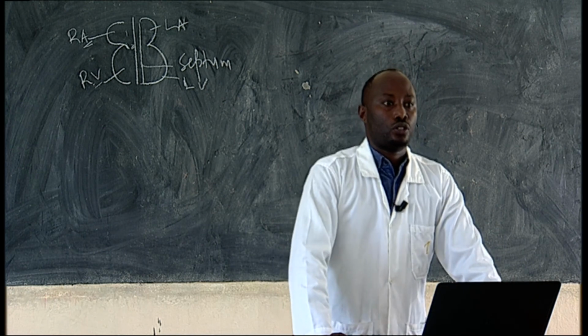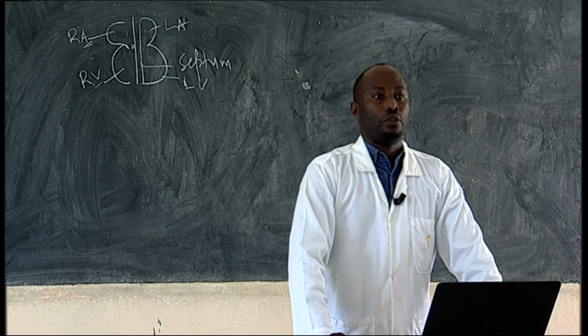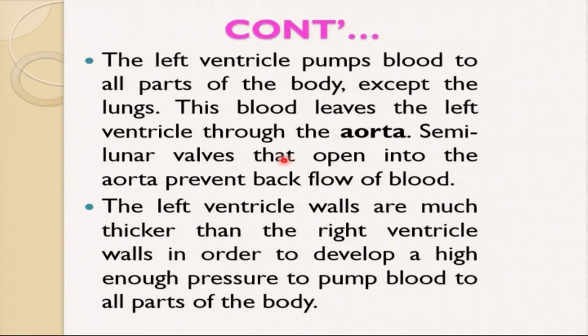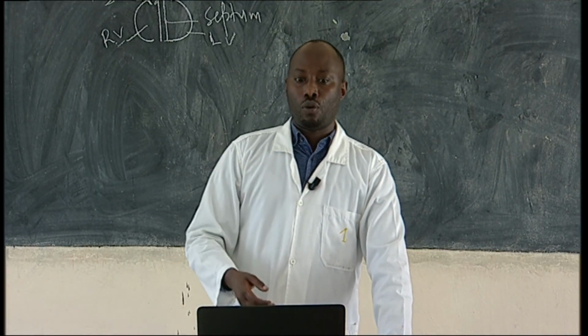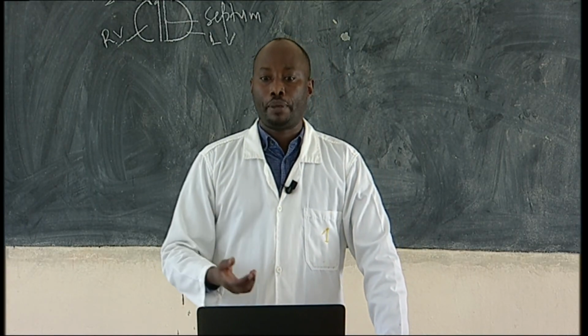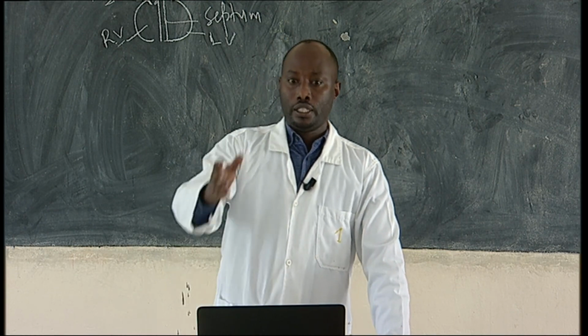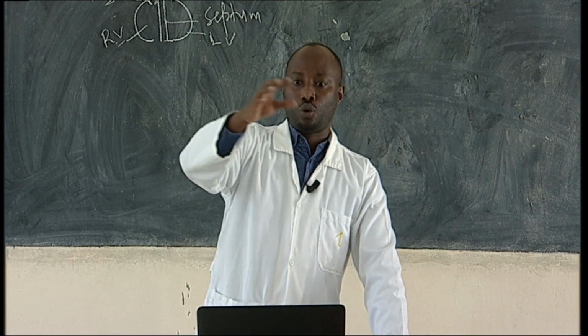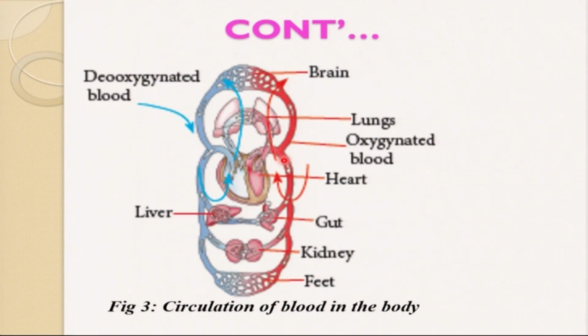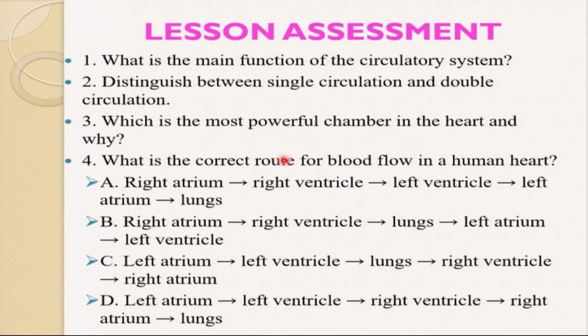So the left ventricle pumps blood to all parts of the body, except the lungs. This blood leaves the ventricle through the aorta, and the semilunar valves, as I mentioned, open into the aorta and prevent the backflow. The left ventricle walls are much thicker than the right ventricle walls in order to develop high enough pressure to pump the blood to all parts of the body, as I mentioned earlier. This is a simple diagram which summarizes all that I've mentioned. So you will just go through the diagrams and you will be able to understand.